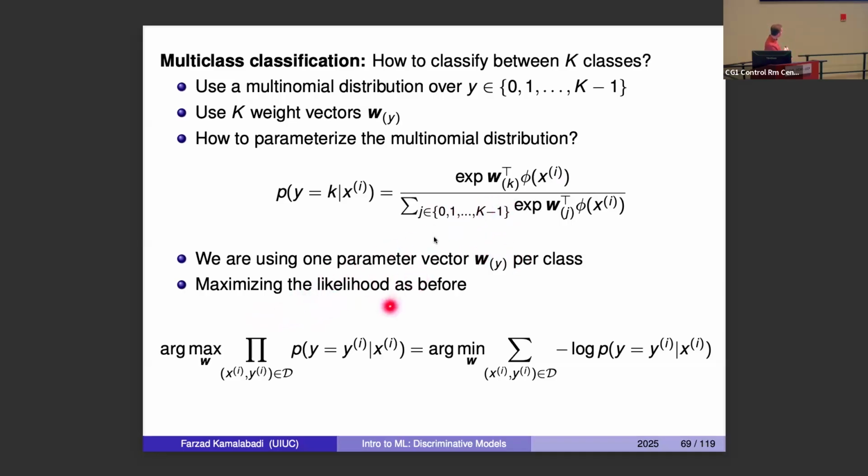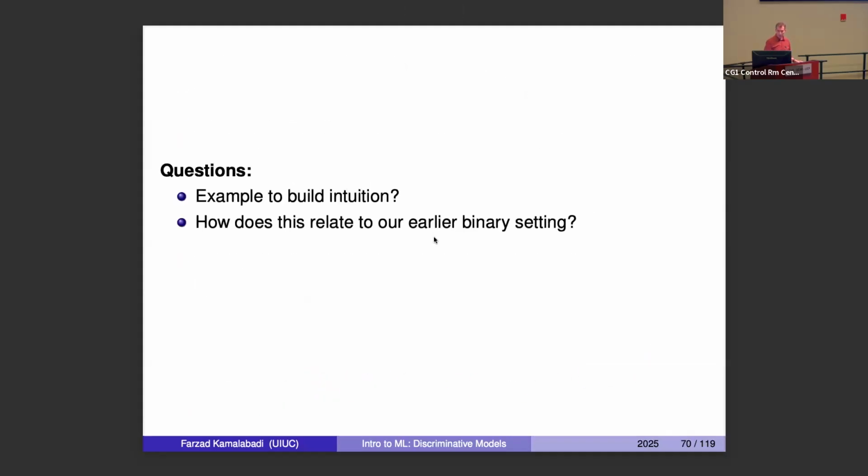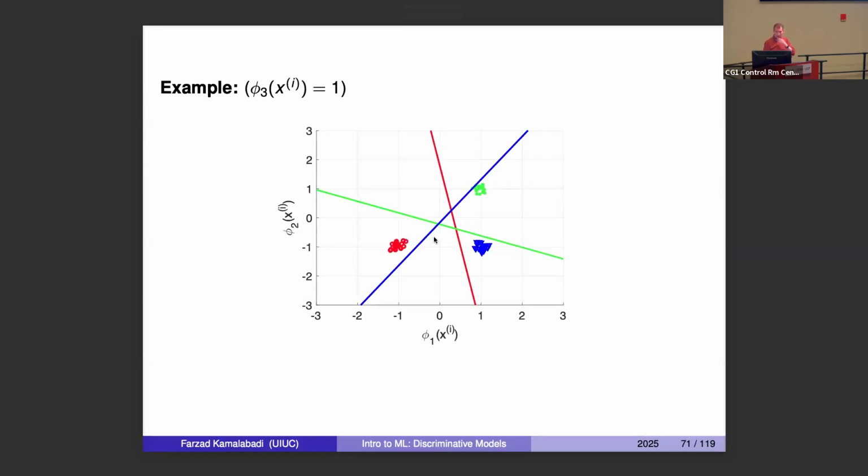And we maximize the likelihood as before. So they're very similar in form. Let me just show you an example to build intuition. Here we have, for example, three classes, phi1, phi2, phi3. Let's set phi3 equal to 1. You can see that you're drawing lines, but these lines are not decision boundaries. You have to visualize that in this case we have 3 dimensions, so these are actually planes, and you look at the intersection of planes.